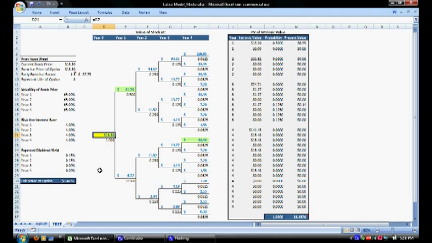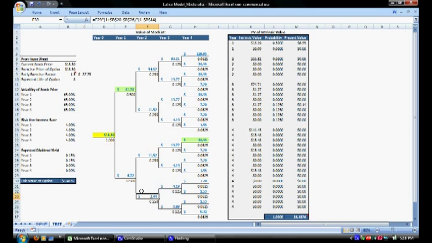Each possible outcome or branch of the Lattice tree is referred to as a node. So for year 1, we have a node here and a node here. The decimal digits that you see directly underneath each node represent the probability of that particular stock price occurring. In year 1, since the stock price can go either up or down, the probability of each node is 50% or 0.5. In year 2, however, the probability of each node is 25% or 0.25, because as you can see, there are now 4 possible outcomes. 1, 2, 3, 4.